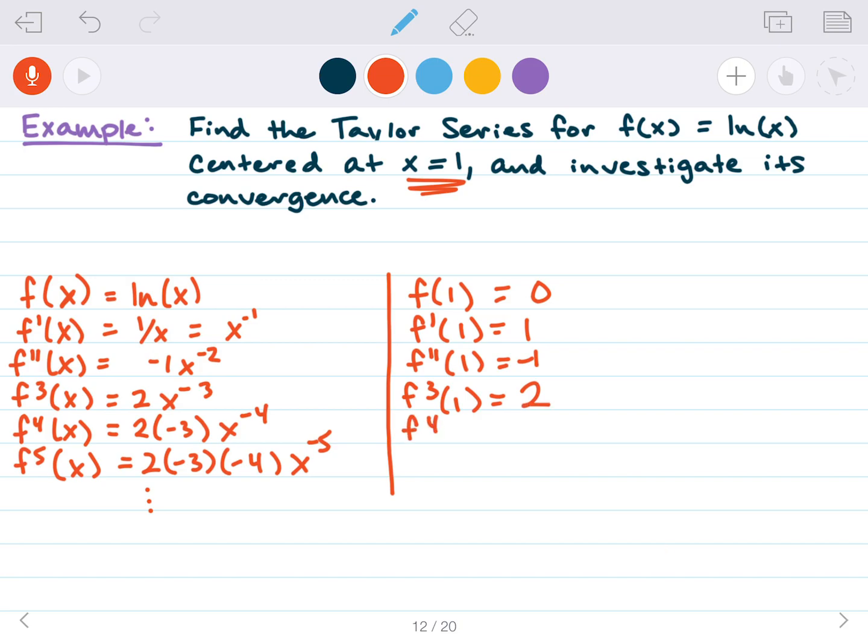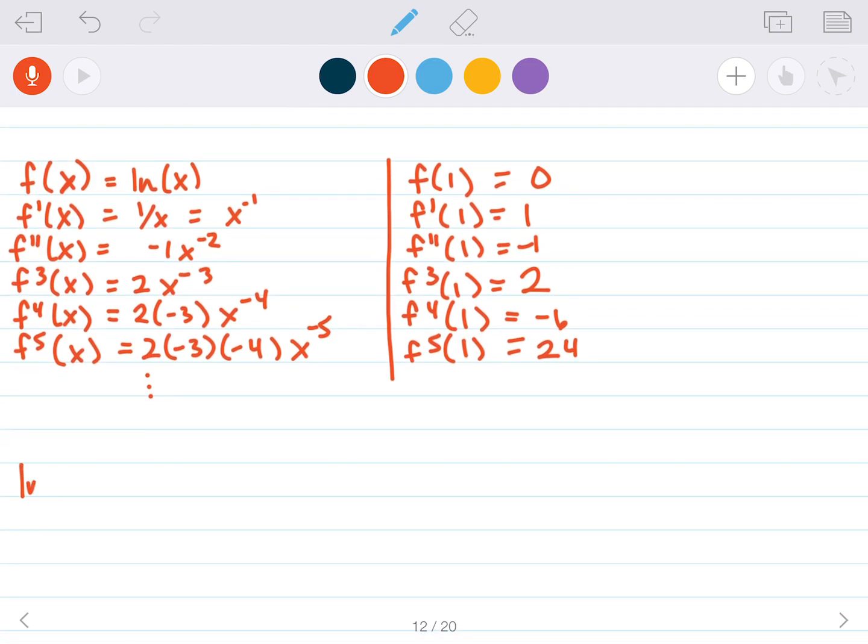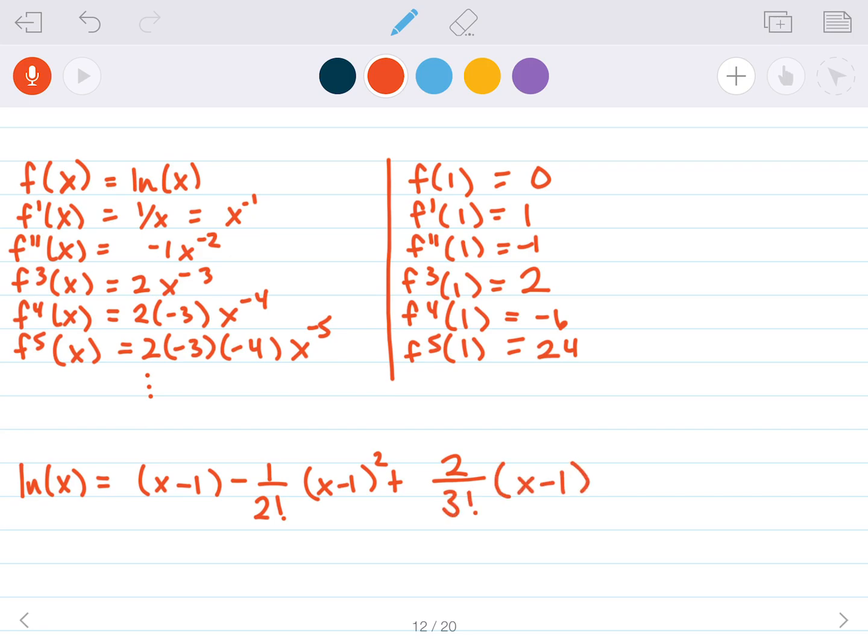And f to the fourth of 1 is equal to negative 6. Fifth derivative is 24. All right, so now that I have all of this, I can start writing out my Taylor series. So I have ln of x, and that's going to be, well, f of 1 is 0 plus x minus 1 minus 1 over 2 factorial x minus 1 squared plus 2 over 3 factorial x minus 1 cubed minus 6 over 4 factorial x minus 1 to the fourth, and then it keeps going on.